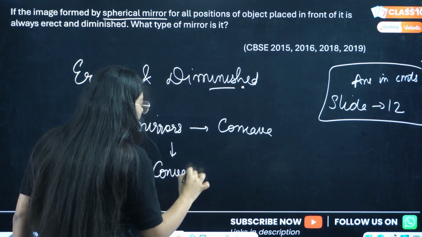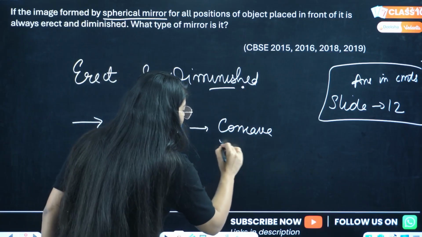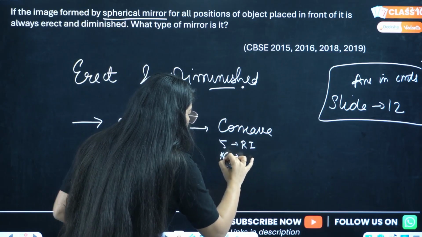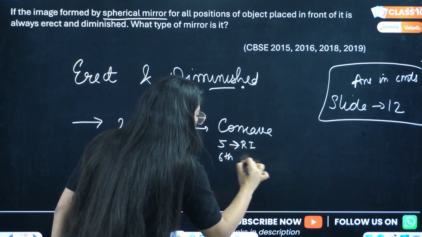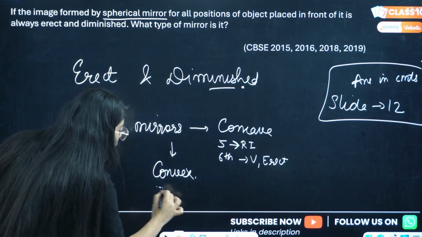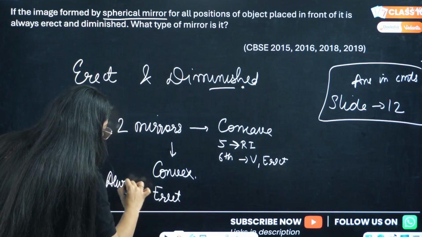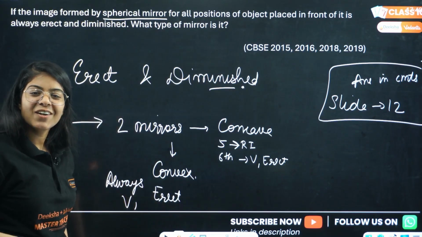Now, I know there are 6 cases in concave. 5 of them form real and inverted images, but the 6th forms a virtual and erect image. A convex mirror always forms a virtual and erect image. Now you have your answer.